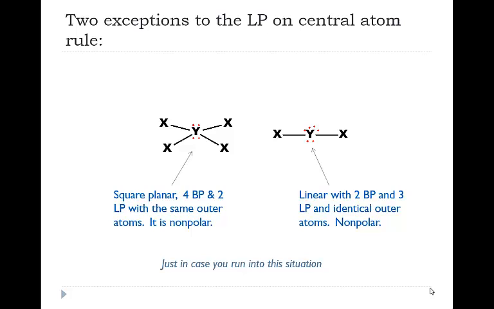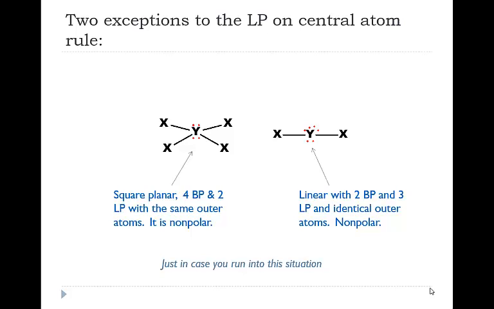There are 2 exceptions to the lone pair on the central atom rule. If the molecule is square planar, meaning it has 4 bond pairs and 2 lone pairs with the same outer atoms, it would be nonpolar. And if you construct a molecule in your head, you might be able to see that. It's just a square with an electron pair on the top and on the bottom.